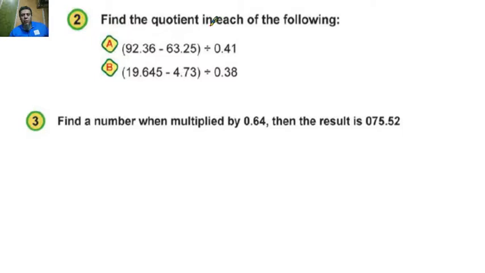Number 2, find the quotient in each of the following. We must do the subtraction first and then divide. 6 minus 5 equals 1. 3 minus 2 equals 1, decimal point. 12 minus 3 equals 9. 8 minus 6 equals 2. Then the result equals 29.11.